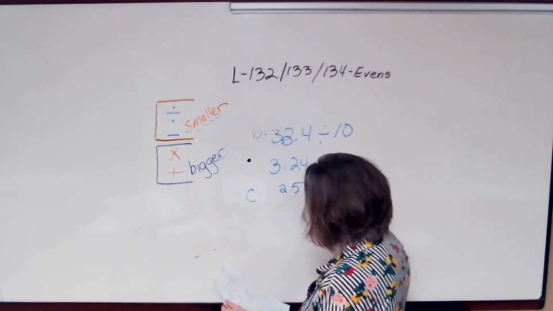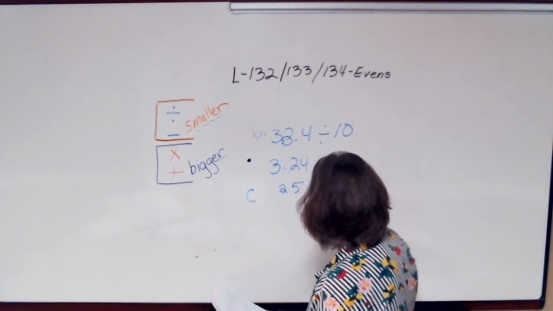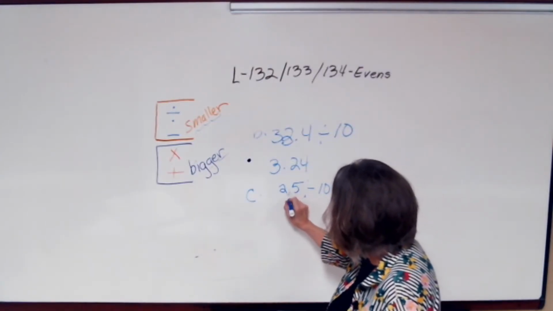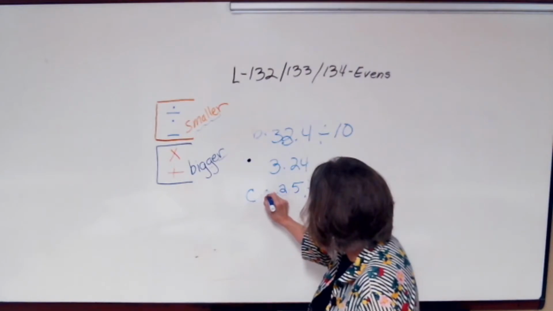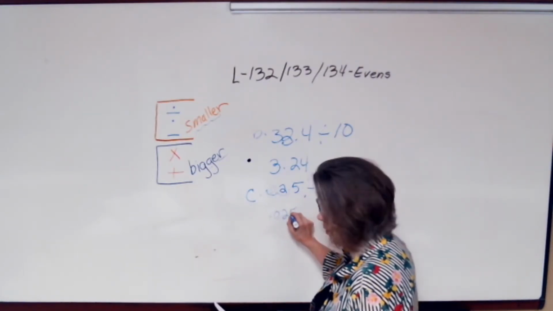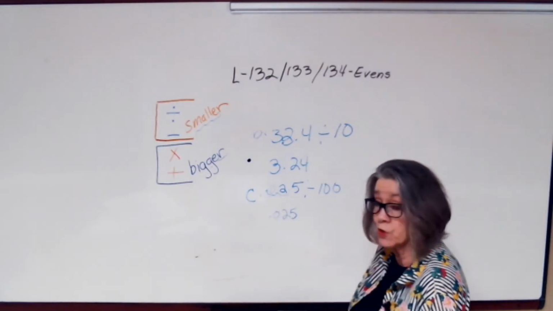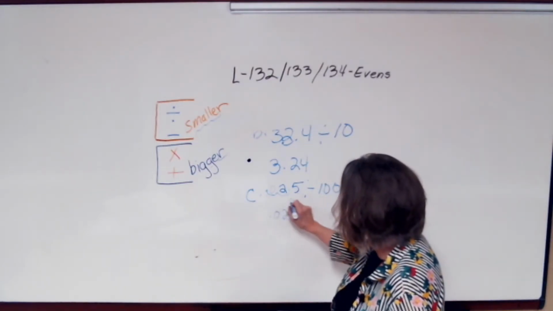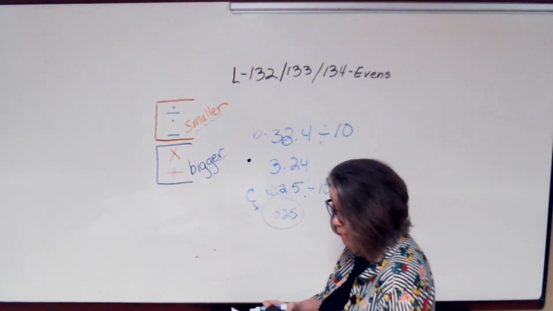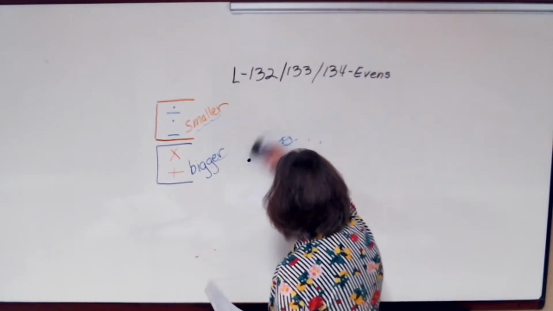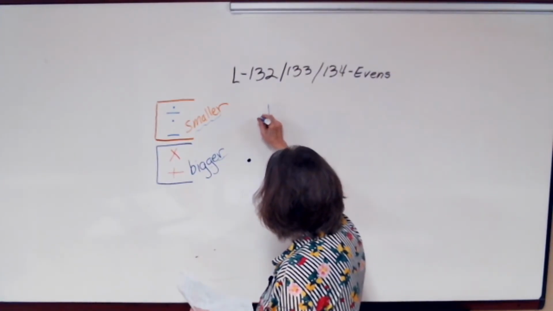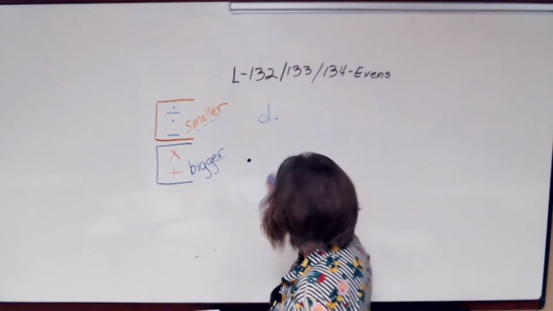2.5 divided by 100. See how many zeros we have? That's how many times you're going to move the decimal. 1, 2. So your new number is 0.025. So you have to add that 0. This is the correct answer for C. Okay, I want to do a couple of more with you. Let's look at D. You should be writing this on your paper as I do it.